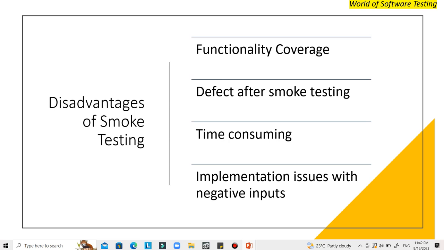Then the next is implementation issues with negative inputs. It will not be implemented against negative tests or invalid inputs. So these are the drawbacks of smoke testing. It usually consists of a minimum number of test cases, and hence we cannot find other issues that happen during the testing process. Again, we have discussed this point, as we are only covering the critical and important functionalities in case of smoke testing.